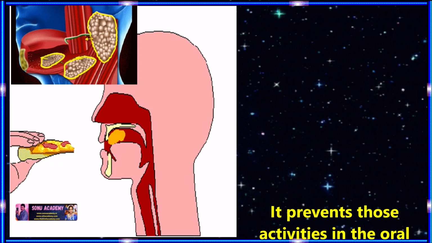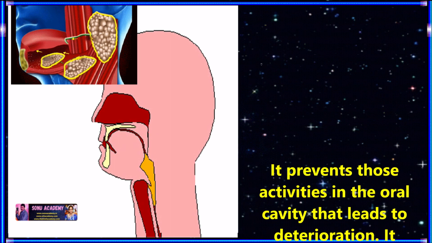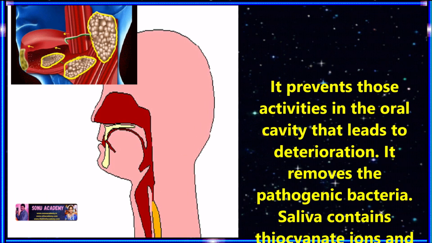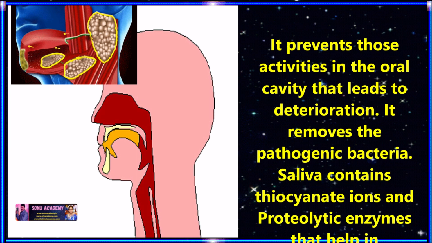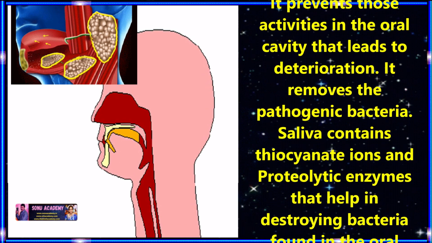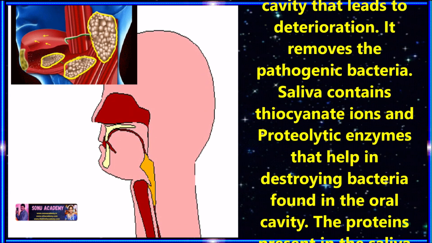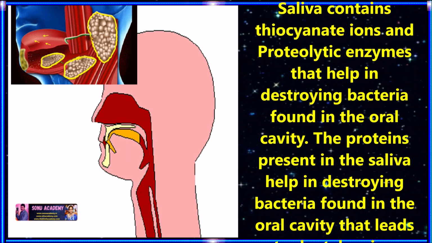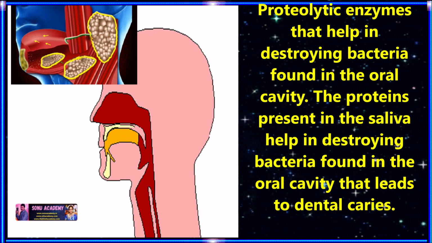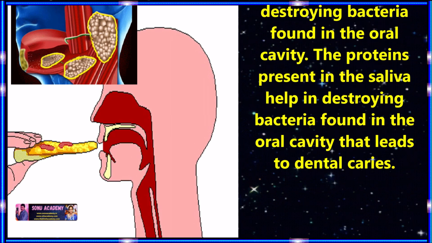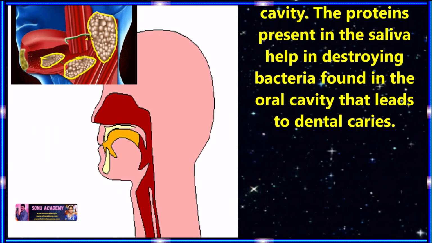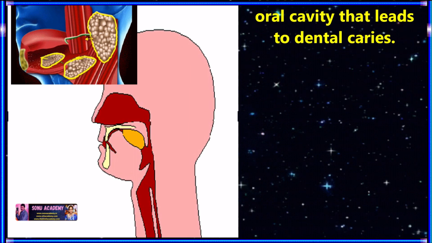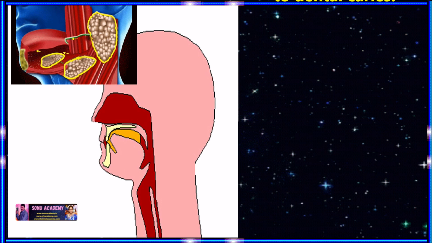Children, now let us discuss the functions of saliva. The first one, it prevents those activities in the oral cavity that lead to deterioration. It removes pathogenic bacteria, and saliva contains thiocyanate ions and proteolytic enzymes that help in destroying bacteria found in the oral cavity. The proteins present in the saliva help in destroying bacteria found in the oral cavity that lead to dental caries.